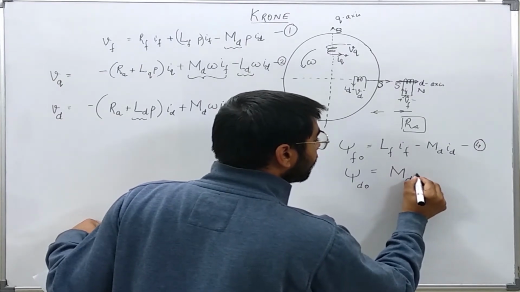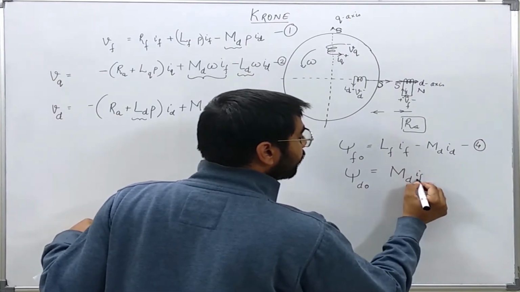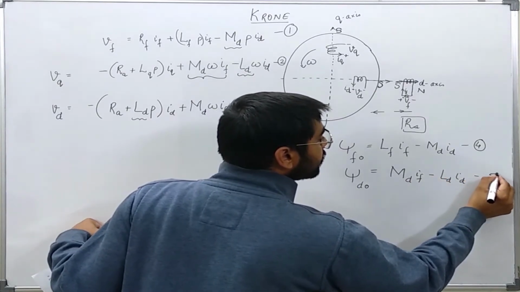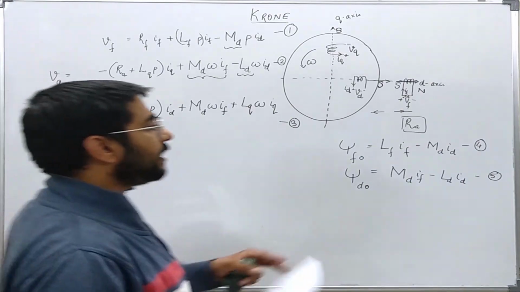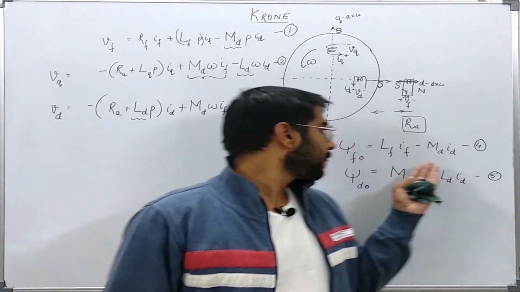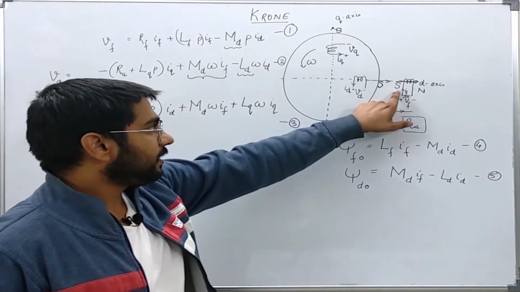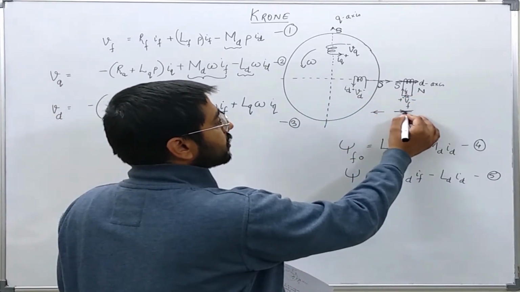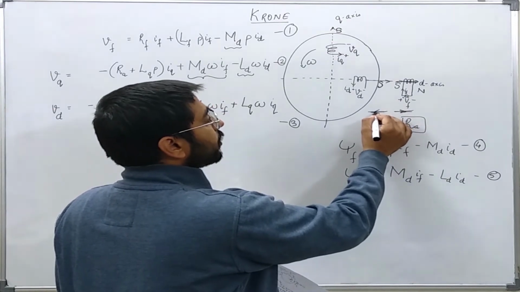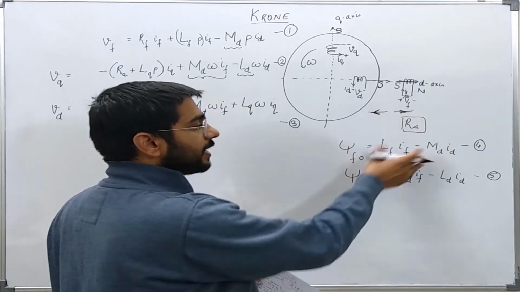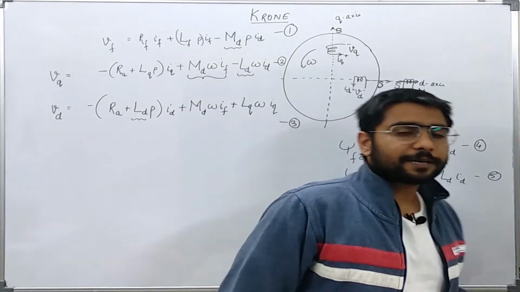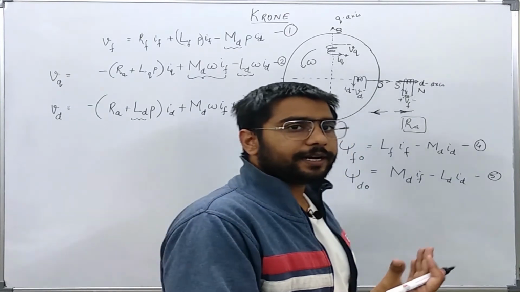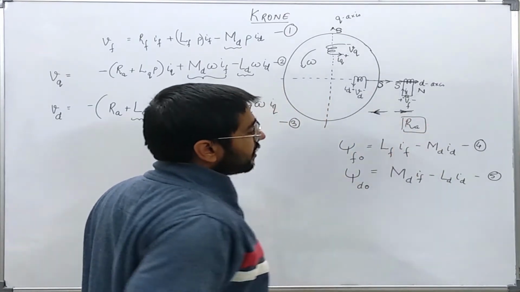These will be MDIF minus LDID. Let us say this is equation 5. Now you might be wondering why the opposite signs have been taken. You can clearly see that the flux direction is opposite. For the field it is like this, and for the D axis winding it is like this. So that's why I have taken an opposite sign. Some books show that since the fault current is usually demagnetizing, that's why I have taken a minus sign.